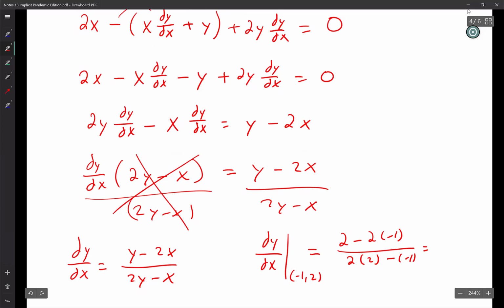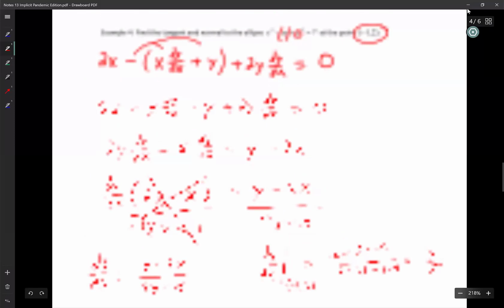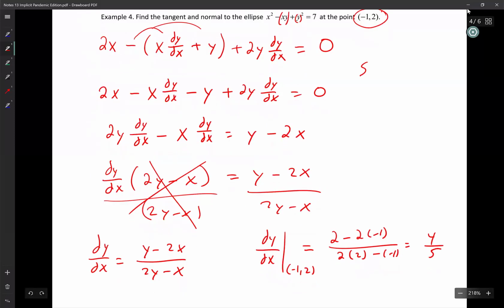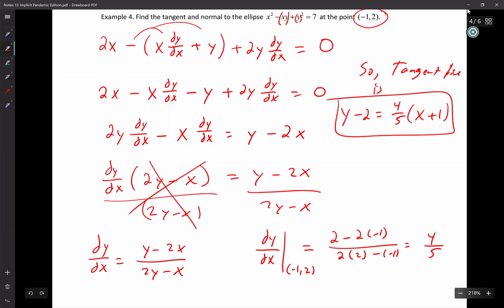So let's see what we get there. 2 plus 2, 4. 4 plus 1. I got 4/5. Did you guys get 4/5? Okay, so here's my tangent line. Tangent line is y minus 2 equals 4/5 times (x plus 1). I'm going to leave it like that.